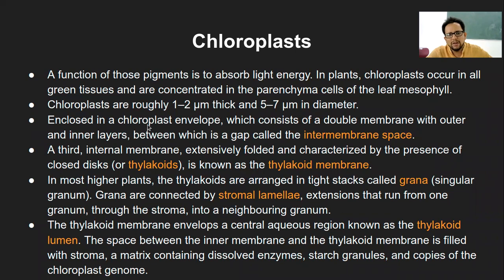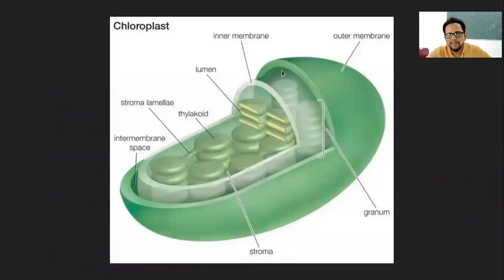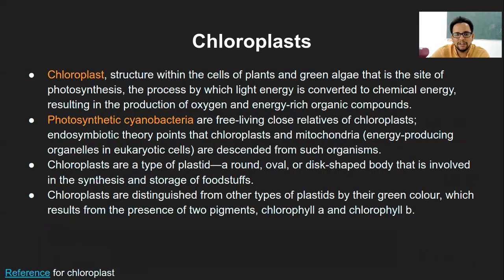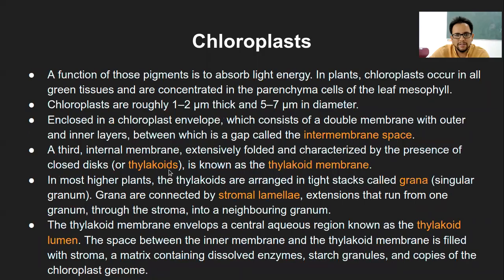Now, enclosed in a chloroplast envelope, it consists of a double membrane with outer and inner layers, and the gap between them is called the intermembrane space. So this space between the outer membrane and the inner membrane, the black area you can see, is the intermembrane space. That means the space between the inner and outer membrane is the intermembrane space.